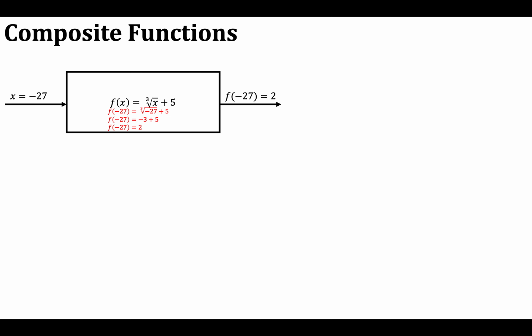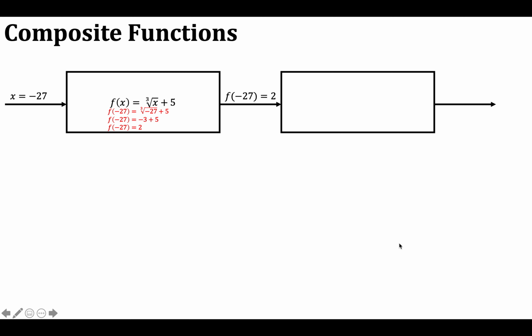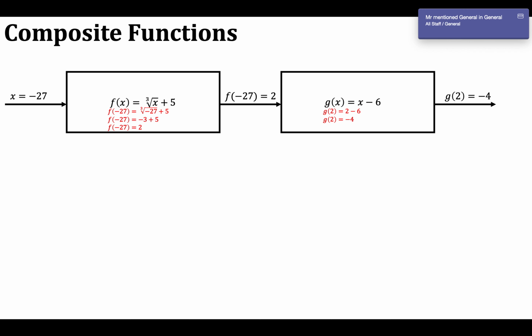So what we just had was this. We had that function in there, the input was x equals negative 27, and we got our output out, which was 2. If I want to add another function into the mix here, I'm going to tell you that this function is g of x equal to x minus 6. Now you can see that I've already got my input to this function. My input is 2. So if I put 2 in here, g of 2 is equal to 2 minus 6, which we know is negative 4. So my output is g of 2 is equal to negative 4.